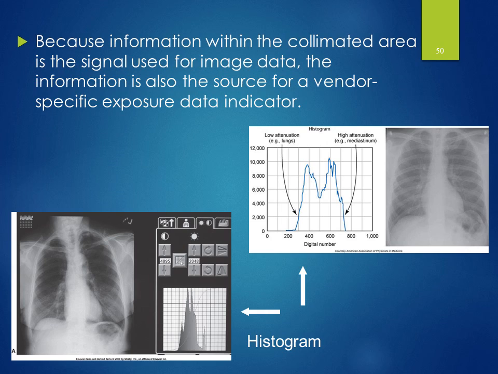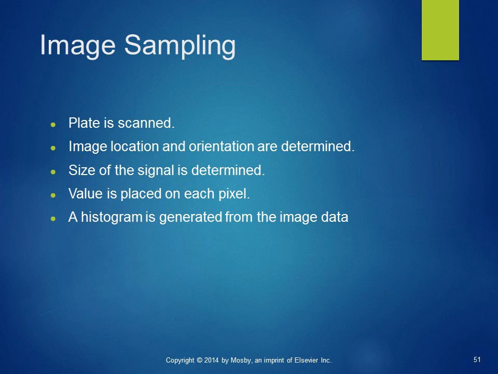Because information within the collimated area is the signal used for image data, the information is also the source for a vendor-specific exposure data indicator. Image sampling. The plate is scanned, image location and orientation are determined, the size of the signal is determined, and a value is placed on each pixel. A histogram is generated from the image data.